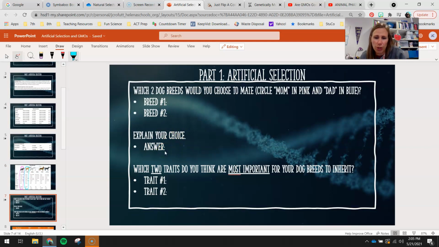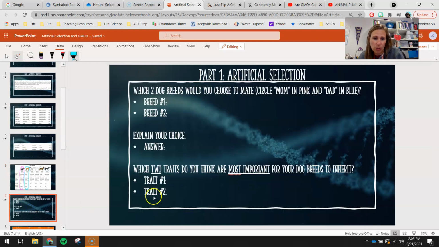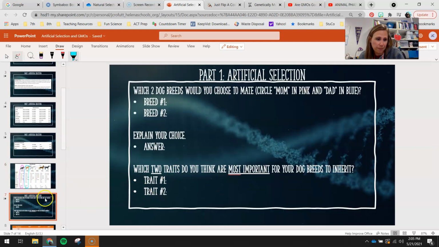And then which 2 traits do you think are the most important for your dog breeds to inherit? So you're going to look at all of these traits between the physical features and the behavioral features and choose the 2 that you think are the most important. Okay, so tell me which 2 you think are the most important there.